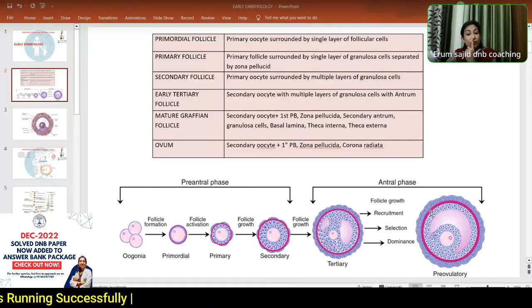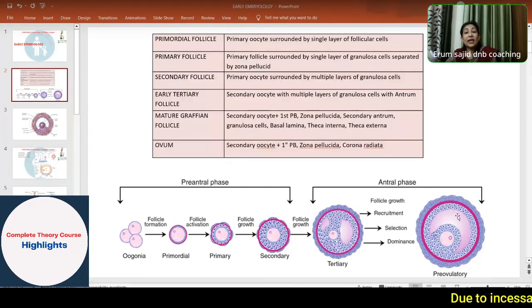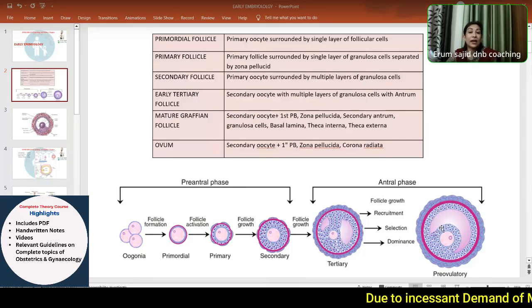What is the zona pellucida over here? Is it this pink boundary that you can see, or is it the small one? It is the small one inside, guys. This outside one is the basal lamina. I'll tell you about it. And the secondary antrum is there. Basal lamina is there. Theca interna, theca externa is there.